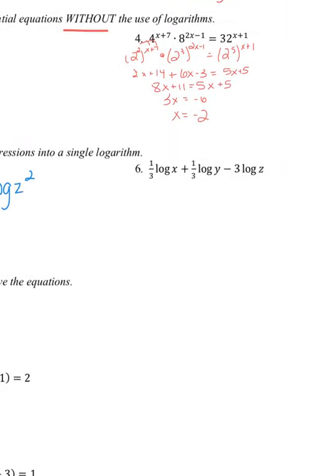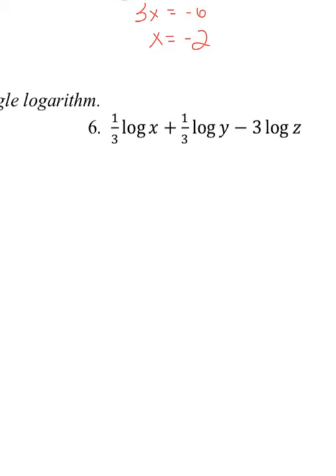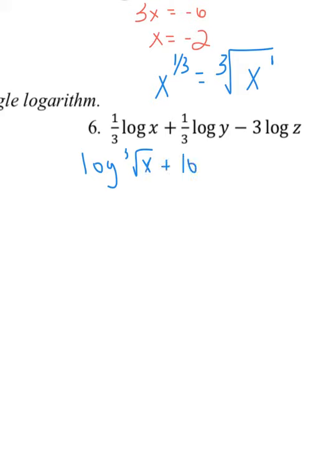For number 6, you can do the same thing. So the 1/3 power is really the cube root, right? If you remember this rule, x to the 1/3, it's power over root. So power is 1 over root. So it's really just the cube root of x. So this is log cube root of x plus log cube root of y minus log of z to the third.